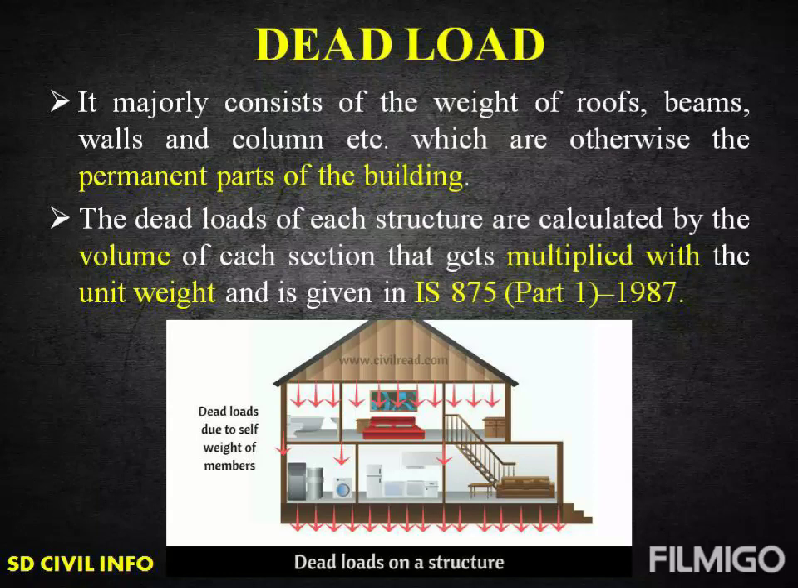The permanent parts of the building are like the weight of roof, beams, walls, and columns, etc. And the dead load of each structural element is calculated by multiplying the volume of each section with its unit weight, which is given in IS 875 Part 1 1987.